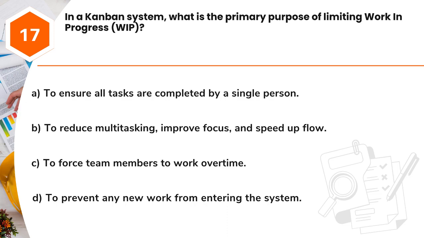Question 17. In a Kanban system, what is the primary purpose of limiting work in progress, WIP? A. To ensure all tasks are completed by a single person. B. To reduce multitasking, improve focus, and speed up flow. C. To force team members to work overtime. D. To prevent any new work from entering the system.